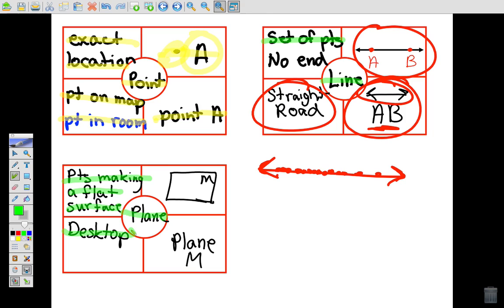Now, when we show a picture of a plane, we usually use a leaning rectangle or a parallelogram. Then to name the plane, we use a capital letter in the corner. As far as notation, we don't have a symbol for plane. We just write the word plane and then the capital letter.